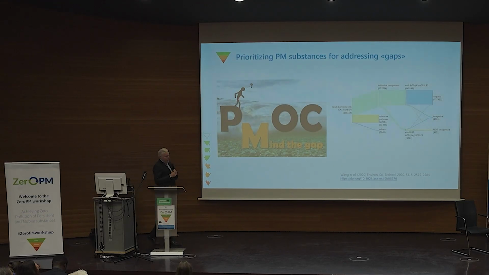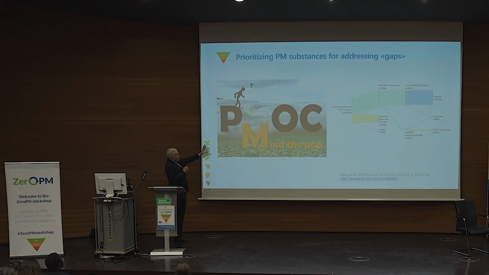Now, in terms of prioritizing PM substances for addressing gaps, this is what a lot of us were presenting this morning. We can look at all the chemicals that we're producing on the global chemical inventory. We can have probabilities about them being persistent and mobile and their likelihood of transformation products. And this is a good way for starting to address gaps related to these.